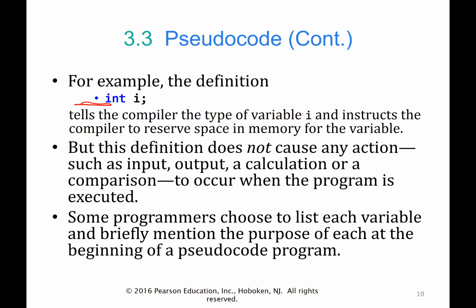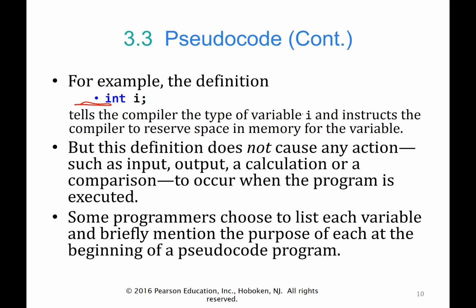So this is the definition, int I. Now, as you write your pseudocode, I typically keep a list off to the side of what variables I need. I just write a list of any variables I need to keep track of, so that I don't forget them, because if I'm using them in the pseudocode, they're going to have to be defined in the compiler later.